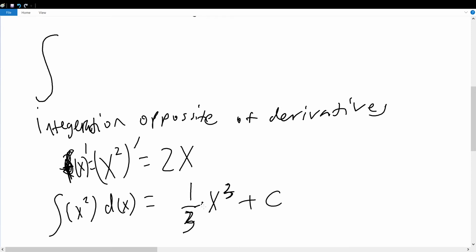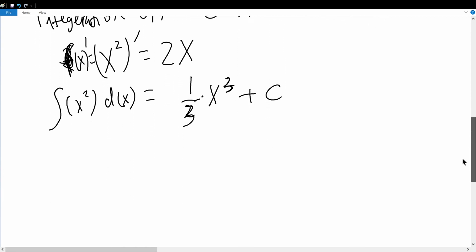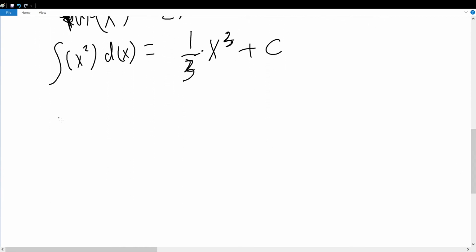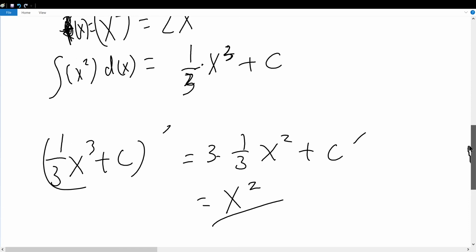Now you might be asking, why is it this notation? Integration is essentially antiderivatives. Because when we take the derivative of this notation, we get 3 times 1 over 3 x squared plus c, which will just be x squared. So we go back to derivatives. It's essentially working backwards from derivatives.